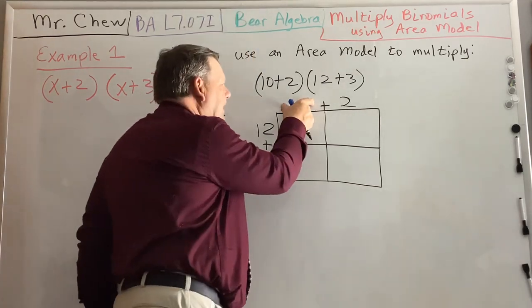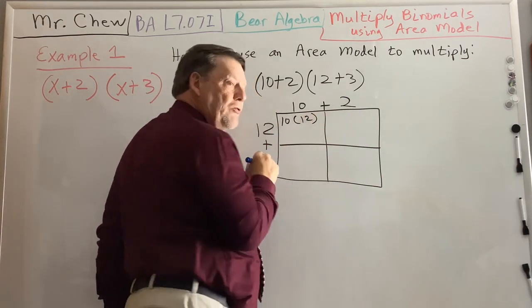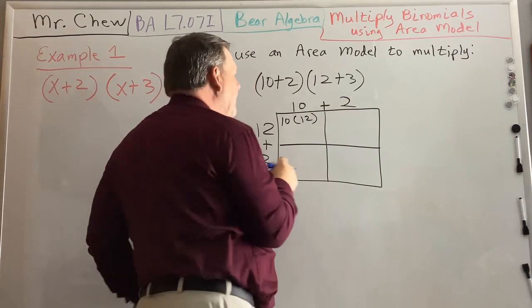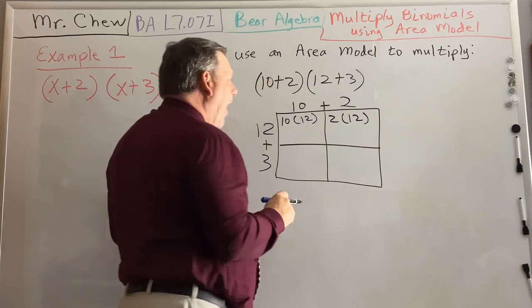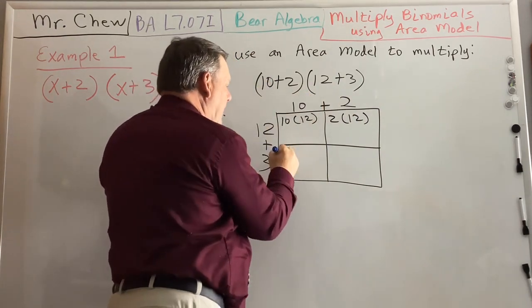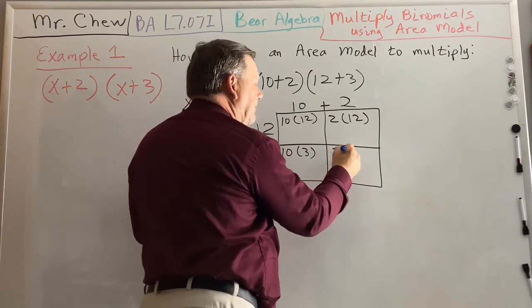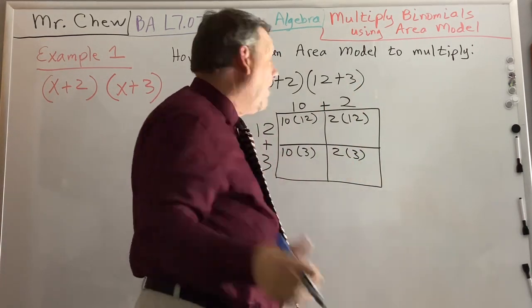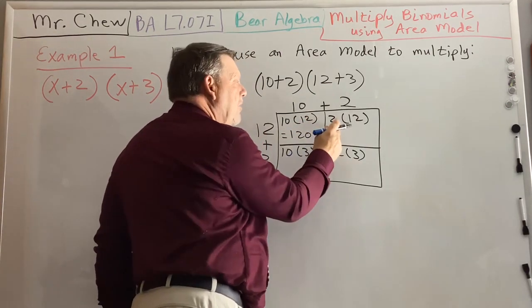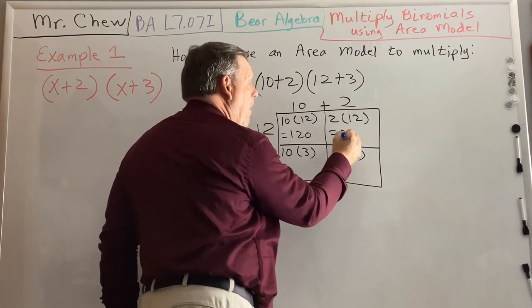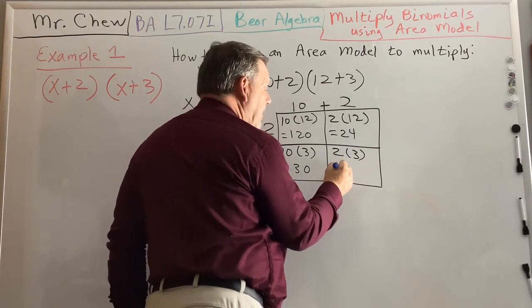So I can do the 10 times the 12 in this first one. And then I can do the 2 times the 12 here. And then I can do the 10 times the 3 here. And then I can do the 2 times the 3 here. And now I can multiply all these up. So 10 times 12 is 120. 2 times 12 is 24. 10 times 3 is 30. 2 times 3 is 6.